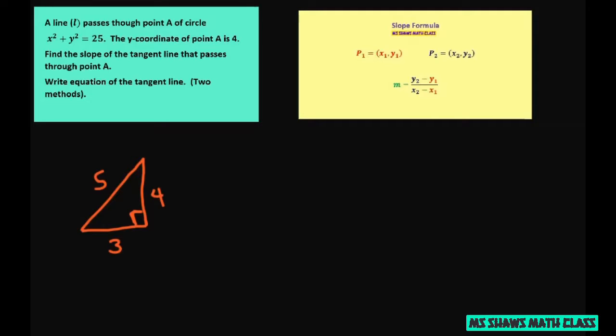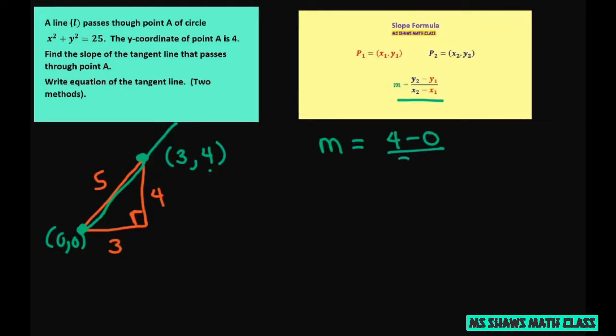Now, if I extend this line out, this point here is going to be my x is 3 and my y is 4. So this point here from the circle was 0, 0. To find this slope, we're going to use our slope formula. So our slope's going to be, I'll start with this point here, 4 minus 0 divided by 3 minus 0. So the slope of that line is 4/3.